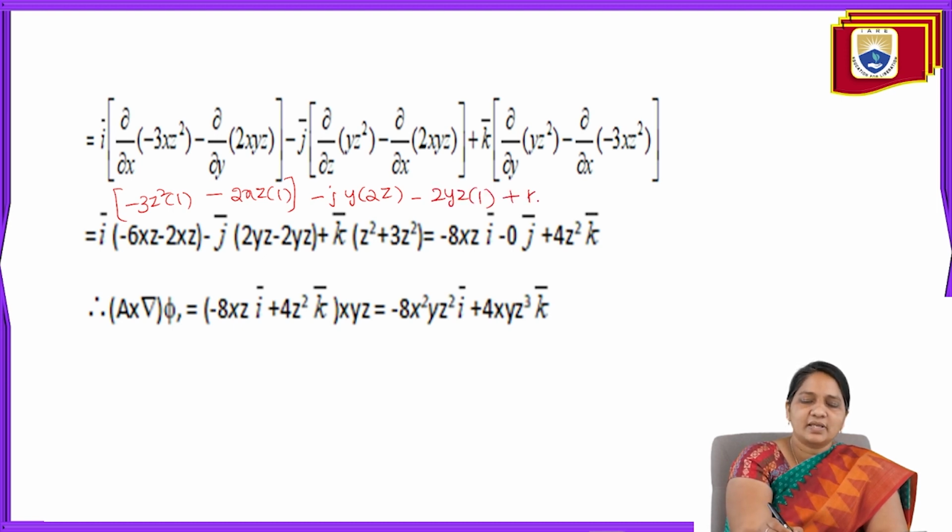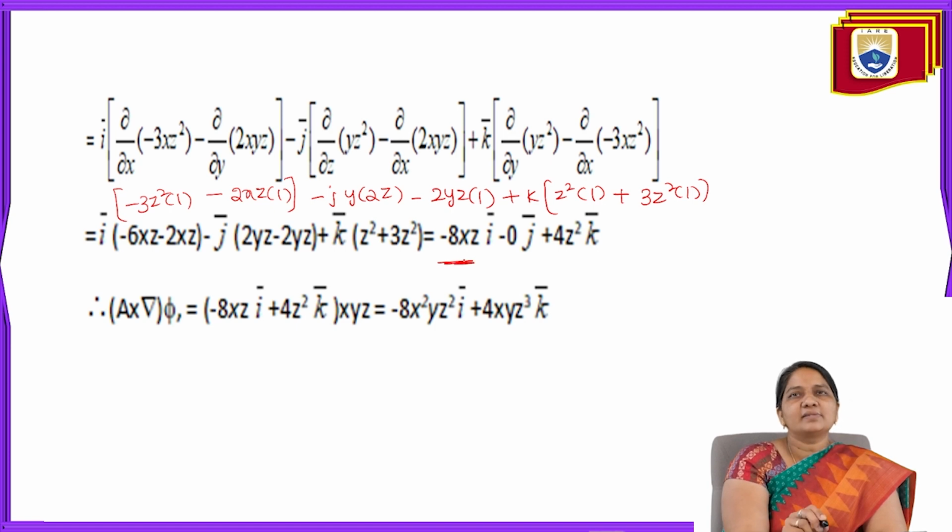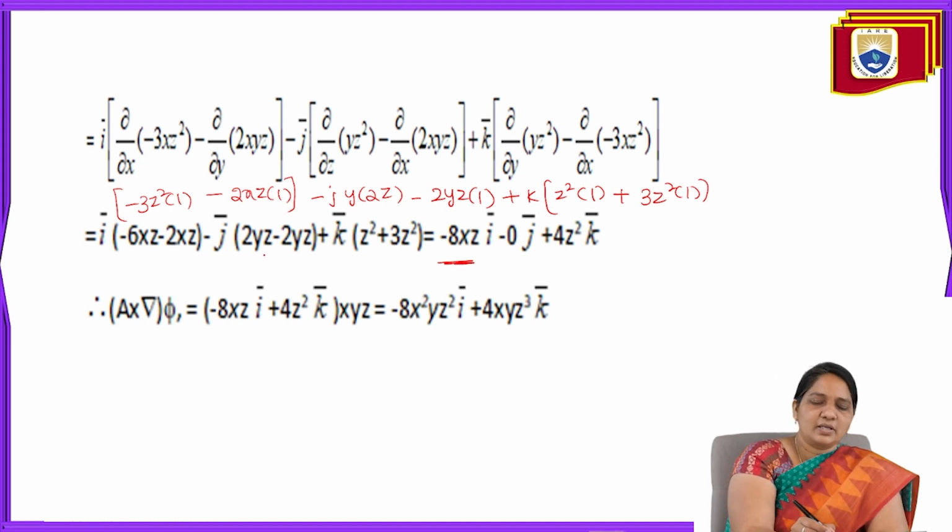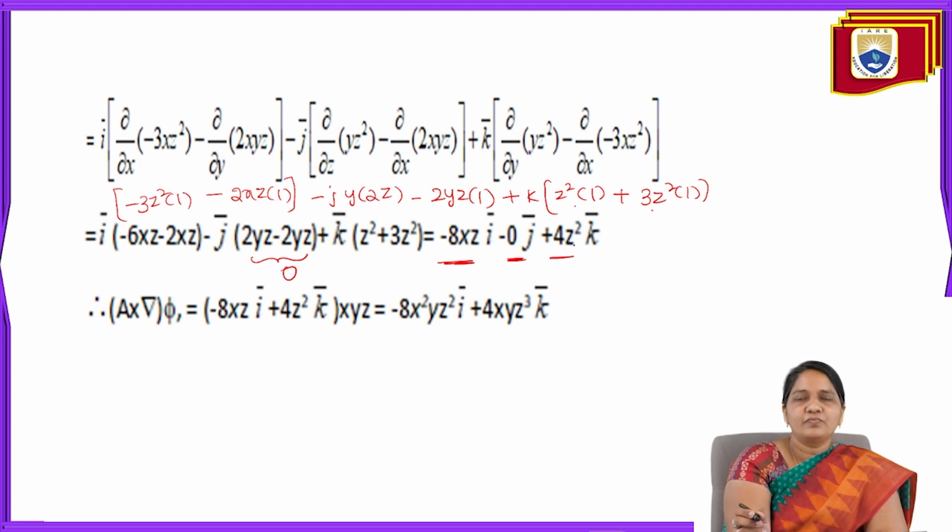Next one, plus k into ∂/∂y of yz², so z² into y value is 1, minus plus ∂/∂x of 3xz², that means 3z² into x value is 1. So finally I got minus 8xz i bar. Here this value is 0, so 0 j bar. Finally z² and 3z² is 4z² k bar. So this is the value of A cross del.